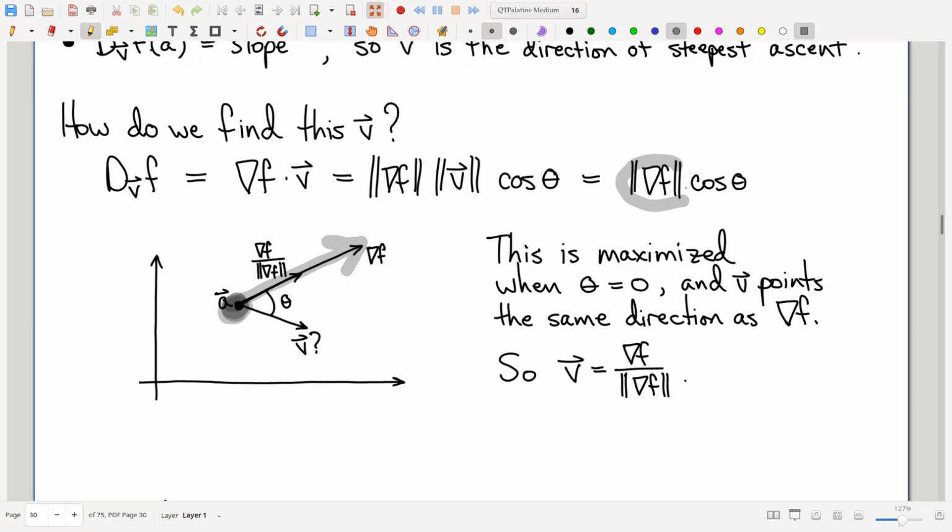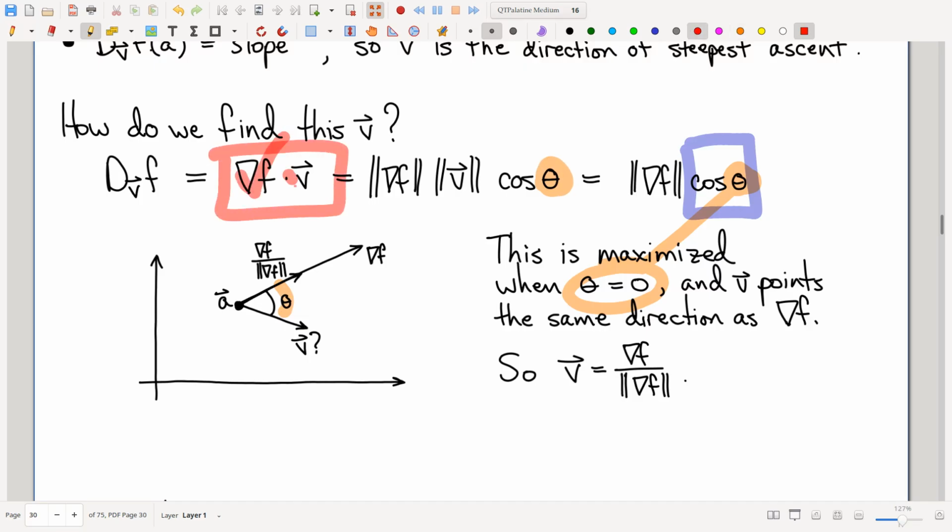Right? So altogether then, the way I'm going to maximize the directional derivative, I just have to figure out how to maximize cosine theta. If you can maximize cosine theta, you win. And of course, that's an easy trig problem. We maximize cosine theta by making theta equal to 0. And don't forget what theta is. Theta is the angle between these two vectors, gradient and v.